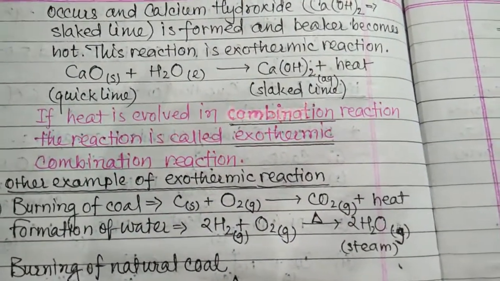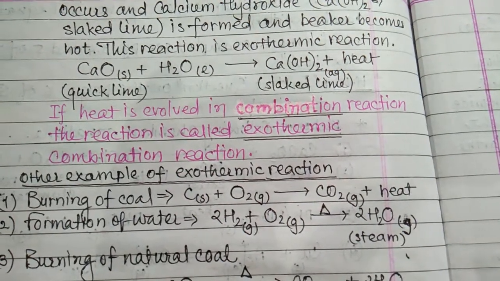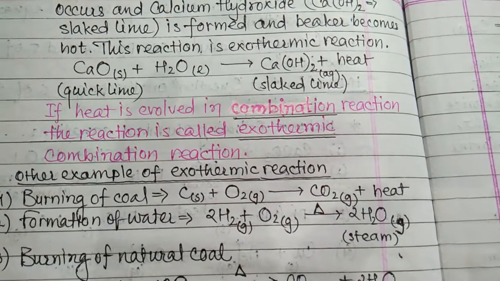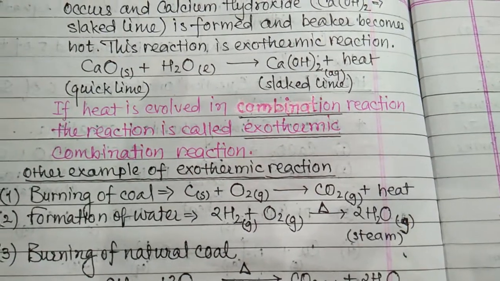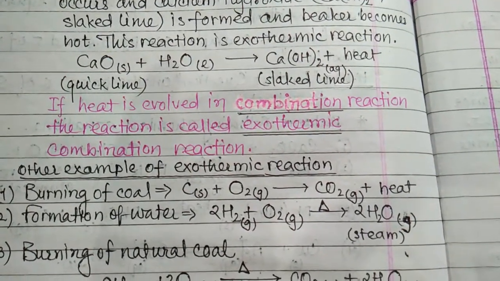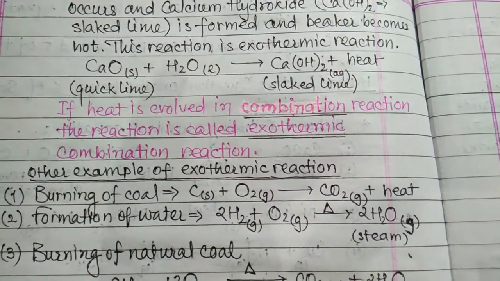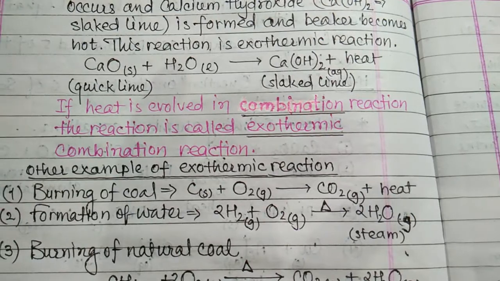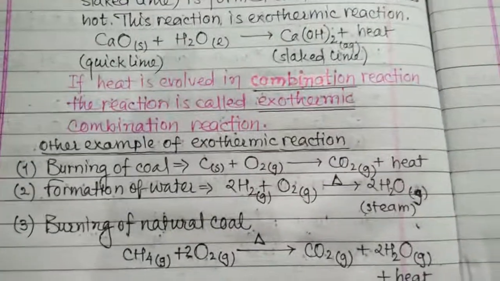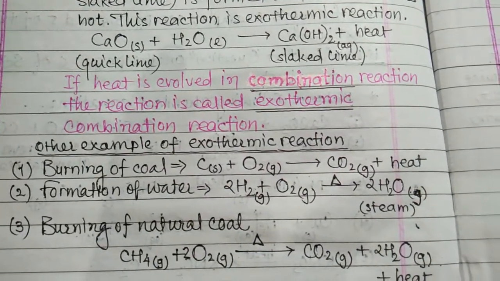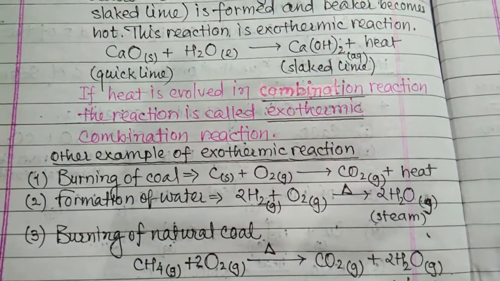Here the chemical equation is CaO, which is in solid form, plus water in liquid form. They combine with each other to form calcium hydroxide. It is a single product, which is also called slaked lime, and the beaker heats up, so heat is liberated. So generally in a combination reaction, if heat is liberated, then it is called an exothermic reaction. It is a subtype of combination reaction.